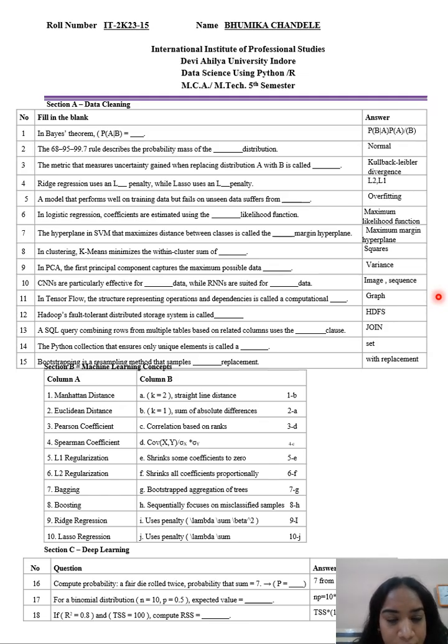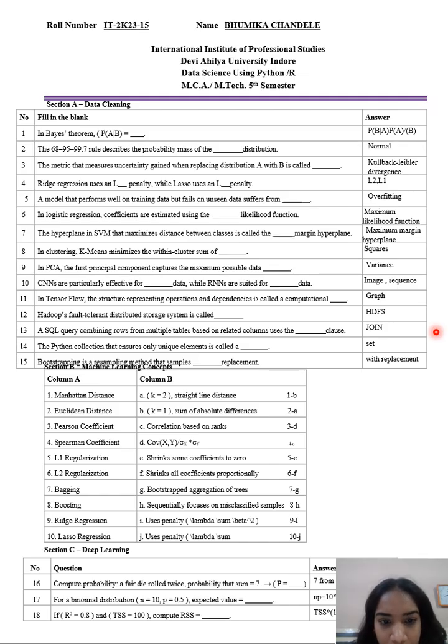Eleventh question: in TensorFlow, the structure representing operations and dependencies is called a computational dash graph. Twelfth question: Hadoop's fault-tolerant distributed storage system is called dash. HDFS, Hadoop Distributed File System, because TensorFlow represents computations as a graph of operations. Hadoop's HDFS stores data across nodes with replication for fault tolerance.